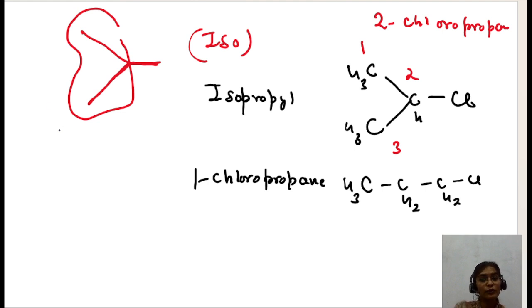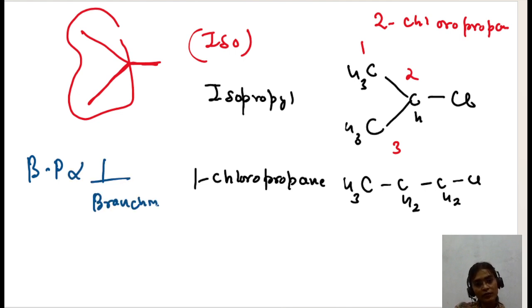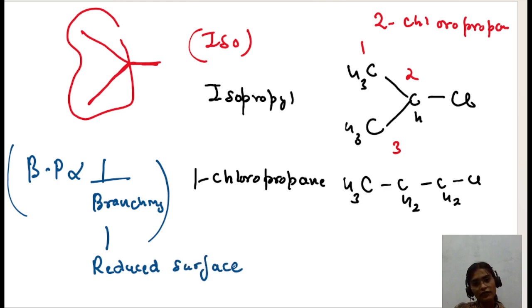Remember that branching is inversely proportional to the boiling point. It's a very important point: the more the branching, the lesser the surface area. So boiling point is inversely proportional to branching, because branching reduces the surface area. That's why we follow first straight chain, then branching.